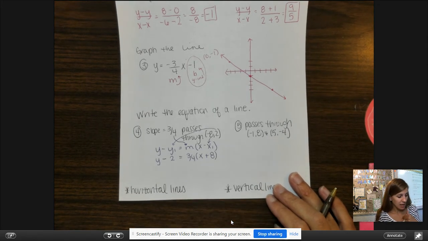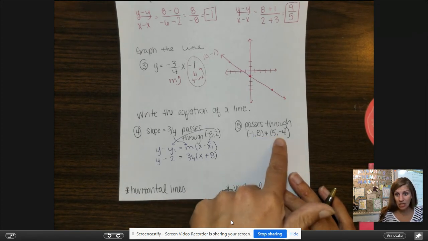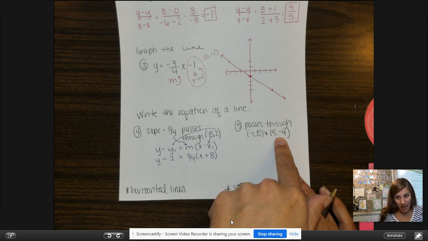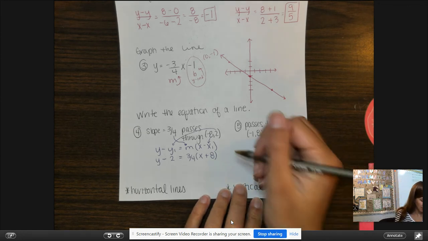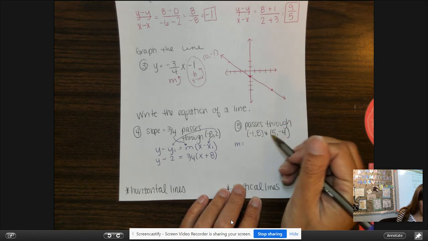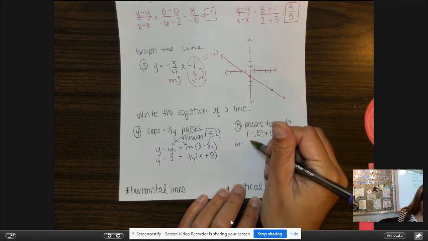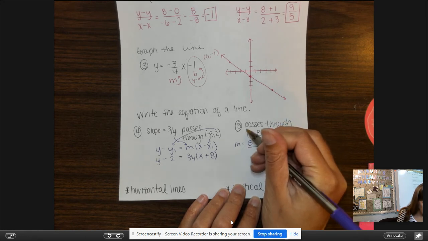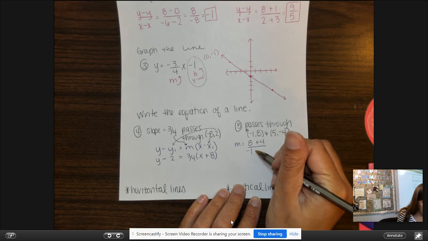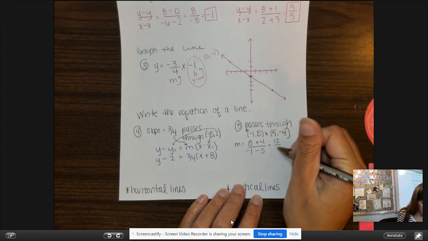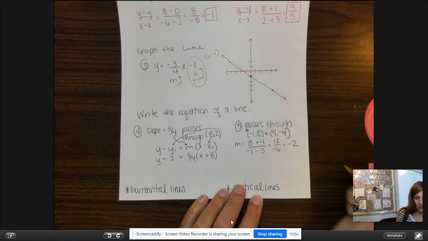Now, the next one. My equation of the line passes through these two points. So that's a real bummer because I need slope if I want to write any equation and I don't have it yet, so I'm going to have to find it. So we'll do our y minus y. Oh, and I actually am going to go in order, 8 minus negative 4 over, so since I'm starting with this point, negative 1 minus 5 on bottom. So that's going to be 12 on top and negative 6 on bottom. So negative 2 is my slope.